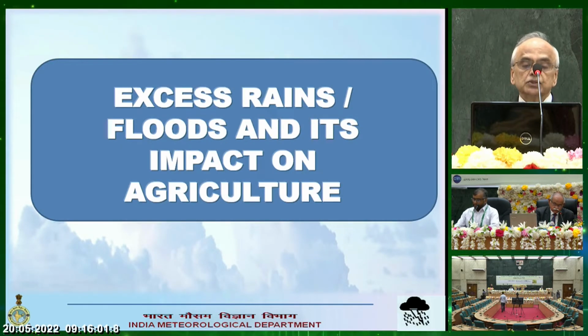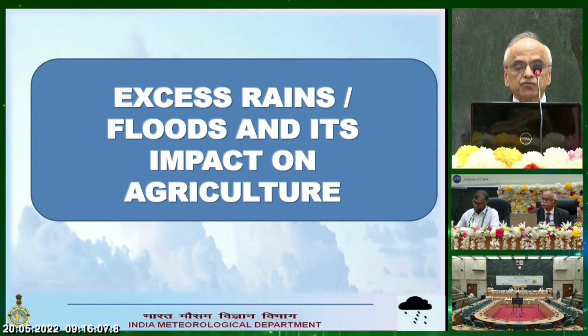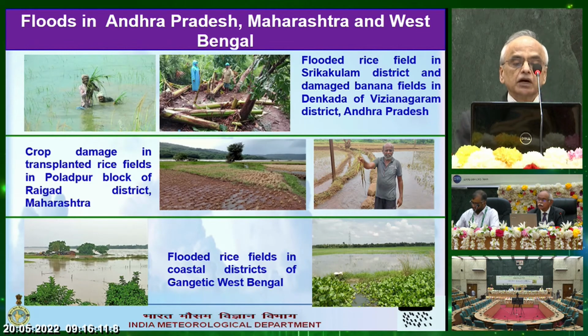So next issue, until now we discussed about lack of rain. Now there is also this issue of excess rains and floods and how they impact agriculture. For example, in Andhra Pradesh, Maharashtra and West Bengal, floods were there, and the flooded rice field in Srikakulam district and banana fields in Vizianagaram districts in Andhra Pradesh, they were all affected by the floods.